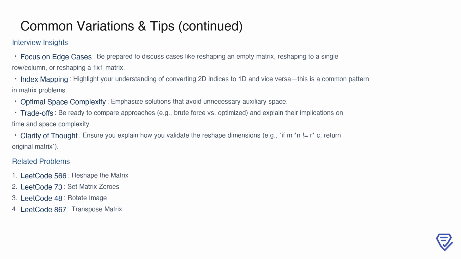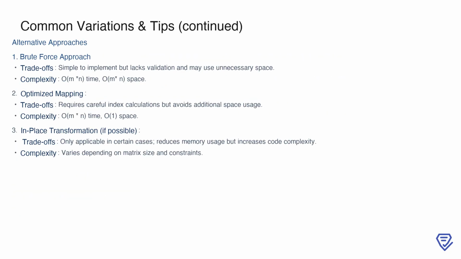Finally, clarity of thought is critical. Clearly explain how you validate the reshaped dimensions, such as by checking if the total number of elements matches before proceeding with the transformation. For alternative approaches, the brute force method is the simplest to implement. It involves directly iterating through the original matrix and filling the reshaped matrix. However, it often lacks validation and can use unnecessary space, which makes it less efficient. Its time and space complexity are both O(m*n).